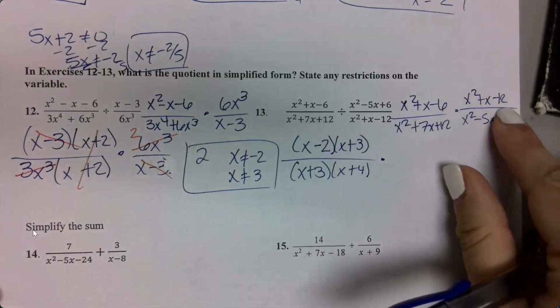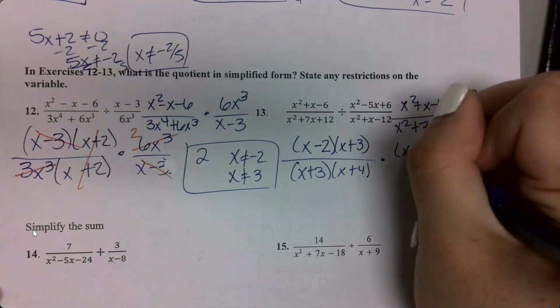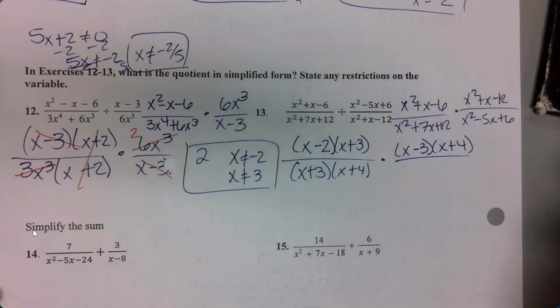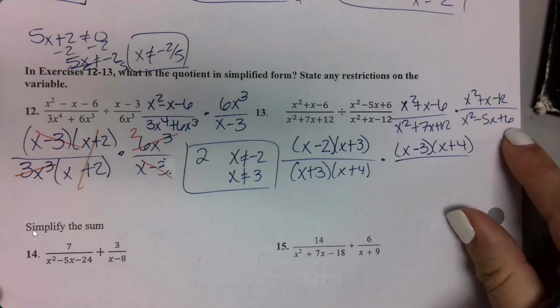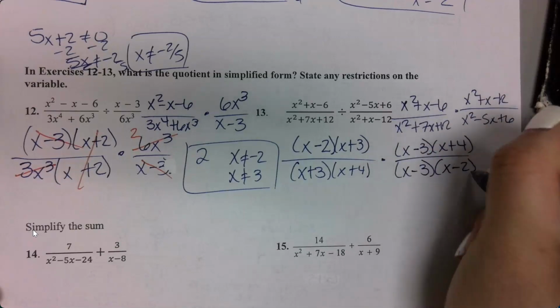On my second fraction, I'm looking for what multiplies to negative 12 and adds to positive 1. That is negative 3 and positive 4. And then on my second fraction, what multiplies to negative 6 and adds to negative 5. That's negative 3 and negative 2.